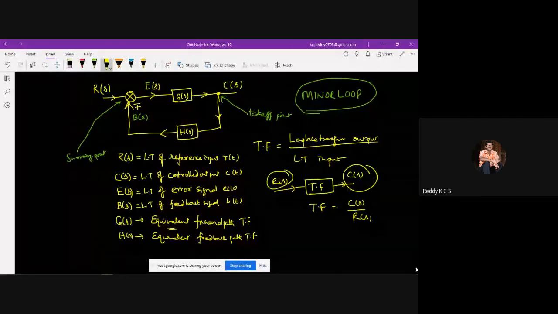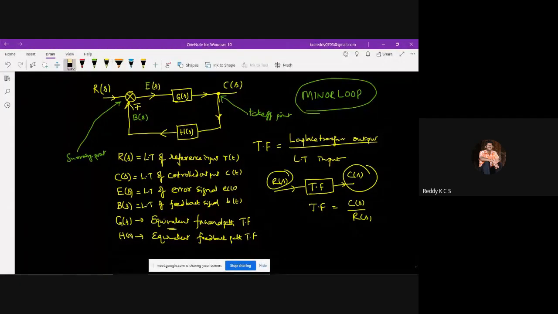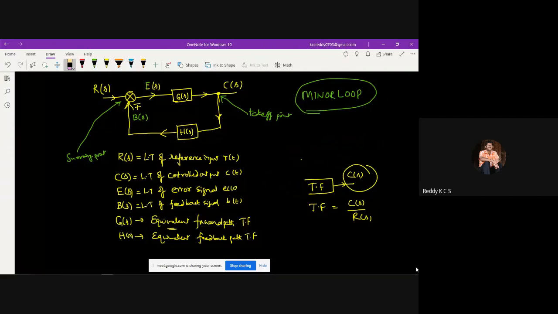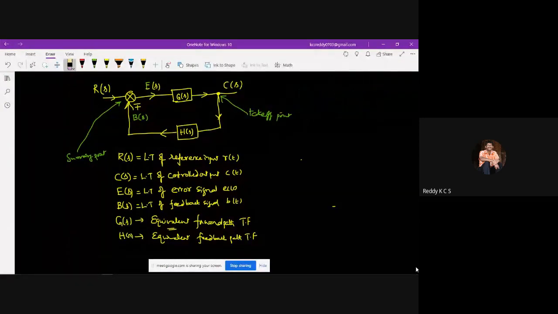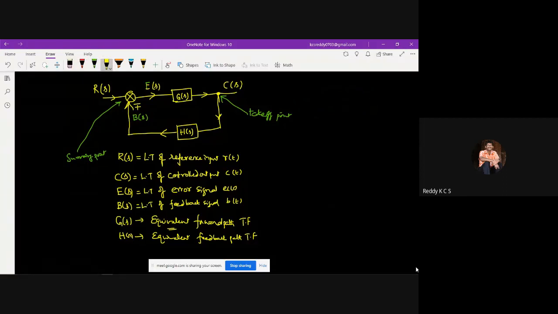Now if you look at the simple block diagram, a simple or canonical form of a closed loop system, how do we find the overall transfer function of this block diagram? That is, how to find C of s by R of s. For that we have a derivation. First I will write the equation of error.